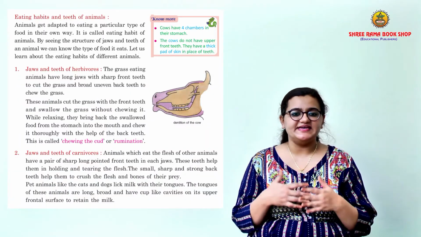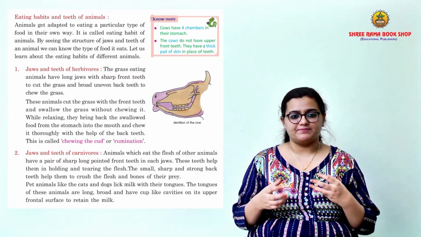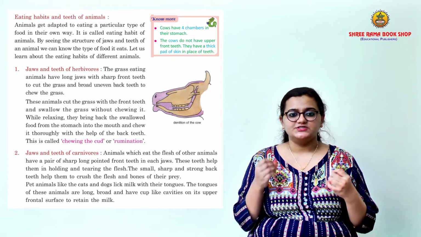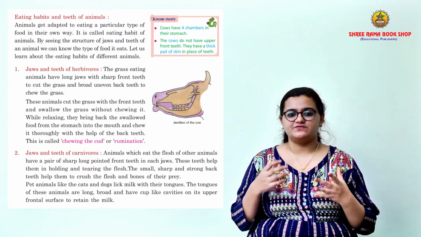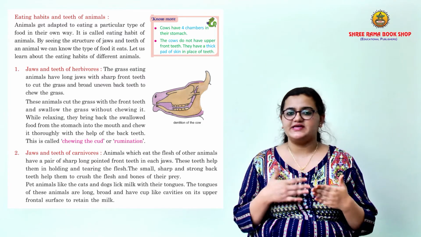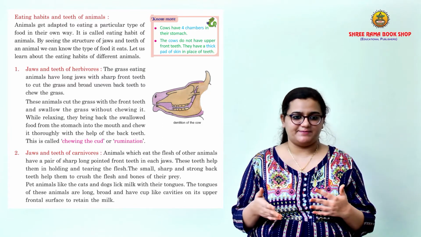Now what are the eating habits and teeth of animals? Animals get adapted to eating a particular type of food in their own way. So it is called an eating habit. By seeing the structure of the jaws or the teeth of the animal, we can know the type of food the animal is eating. So let us learn about the different eating habits.